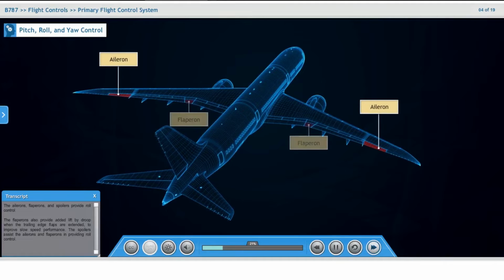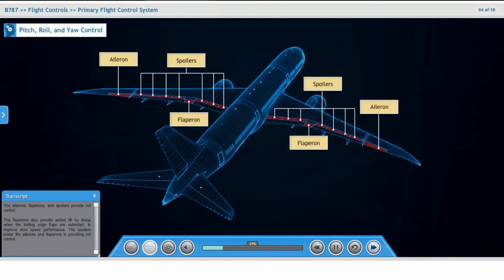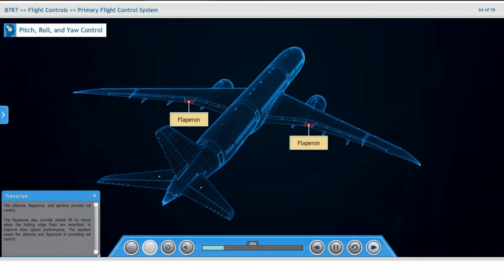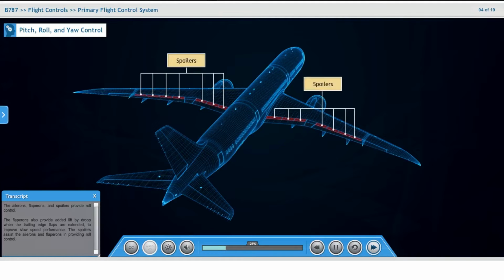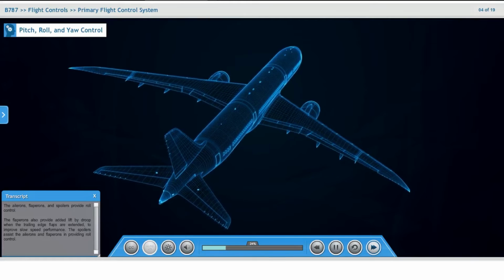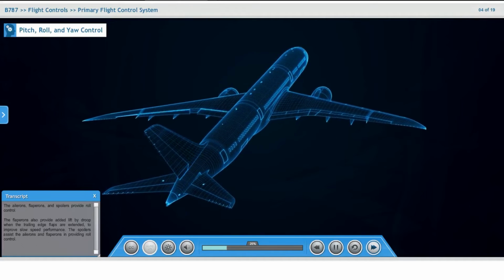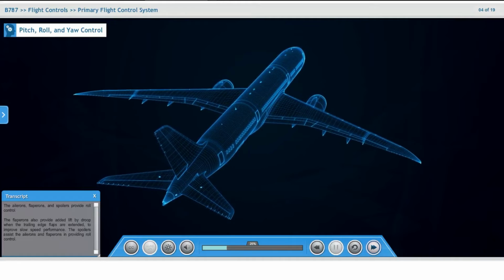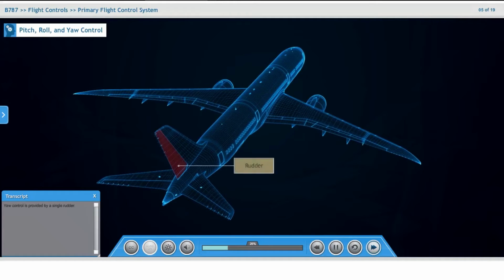The ailerons, flaperons, and spoilers provide roll control. The flaperons also provide added lift by droop when the trailing edge flaps are extended to improve slow-speed performance. The spoilers assist the ailerons and flaperons in providing roll control. Yaw control is provided by a single rudder.